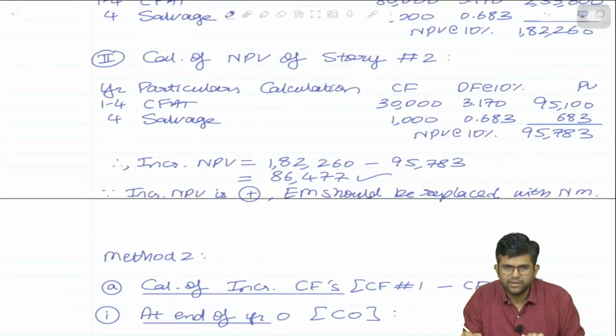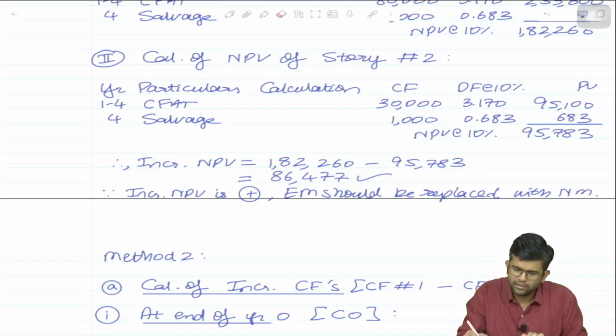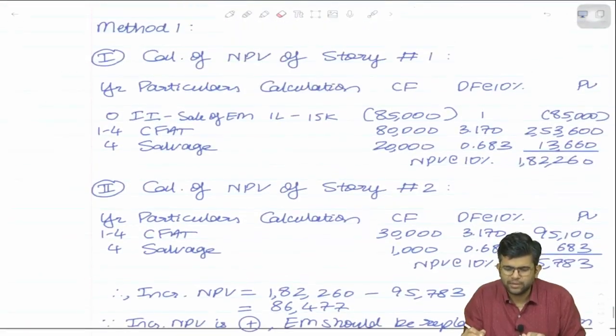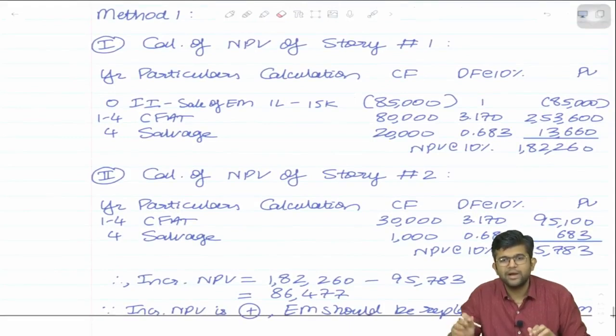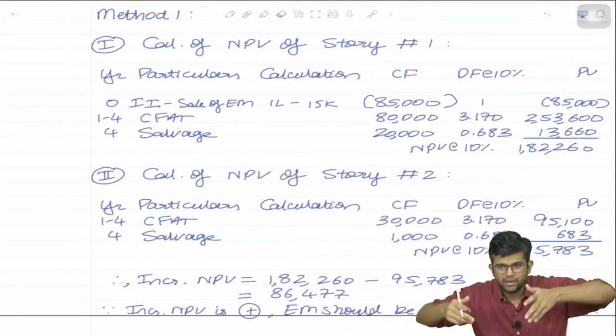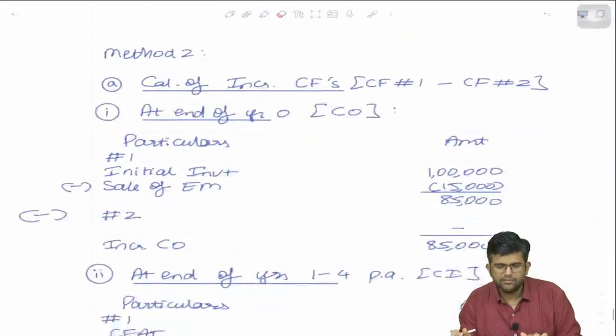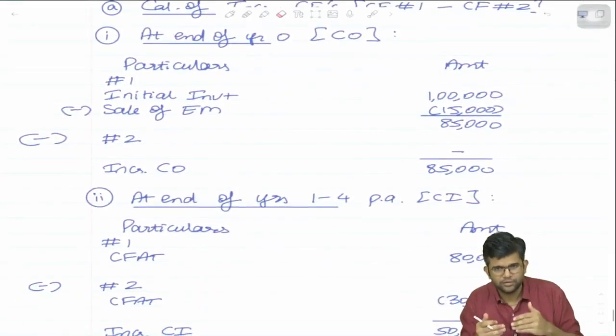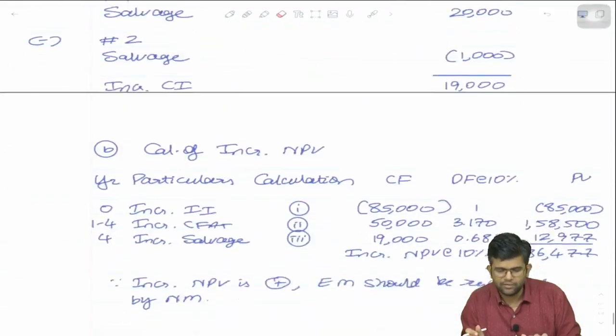Everyone understanding what I am saying? The long cut method also gives the same number we got. Why am I saying long cut method? Because in the long cut method, we are calculating the NPV of story 1 separately, story 2 separately, and then combining the NPV. Here we are calculating the incremental cash flows first and doing NPV only once.